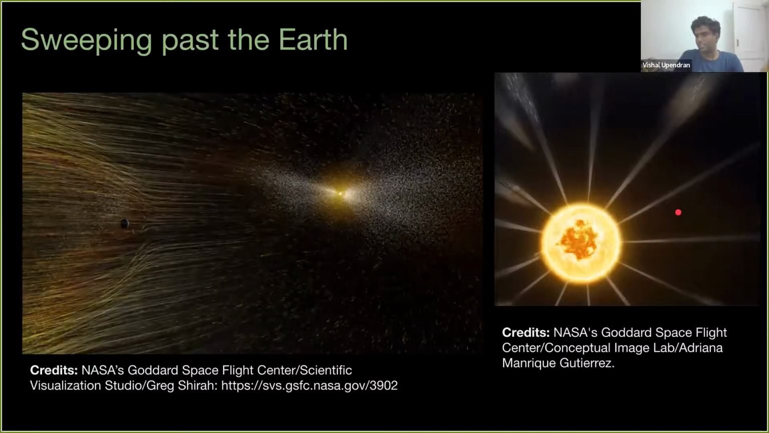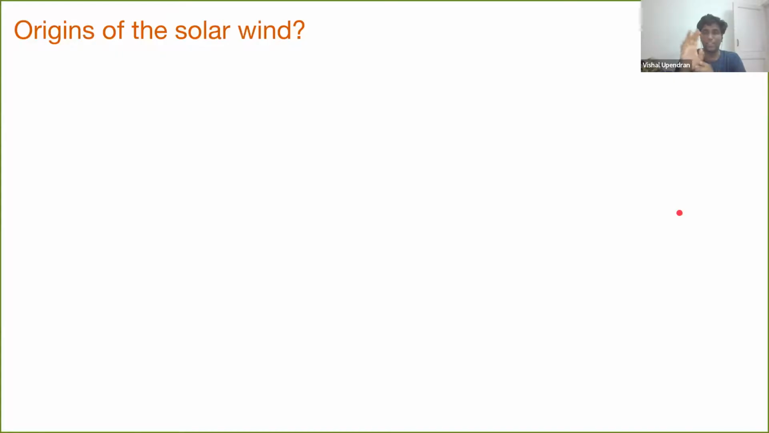Now, one of the main questions, the first question we ask is, what is causing the coronal heating, the heating of the solar corona? Are impulsive events viable or not? That is one question we always ask. The second question we are asking is, where does the solar wind start? What are the origins of the solar wind?